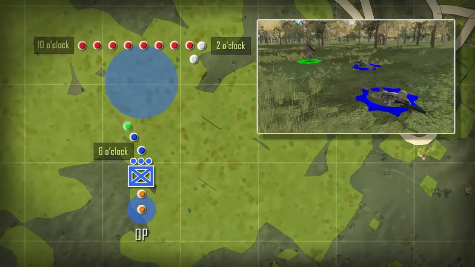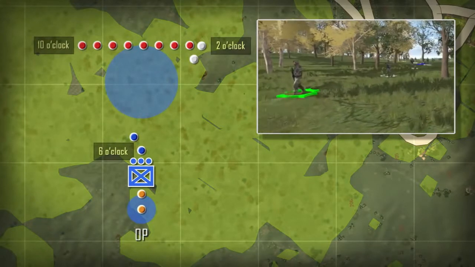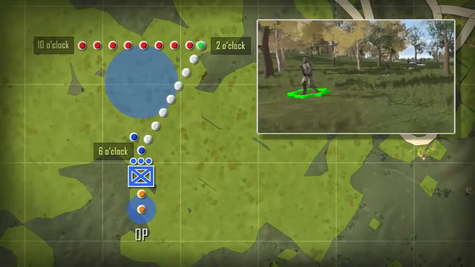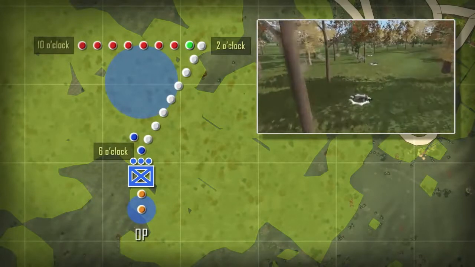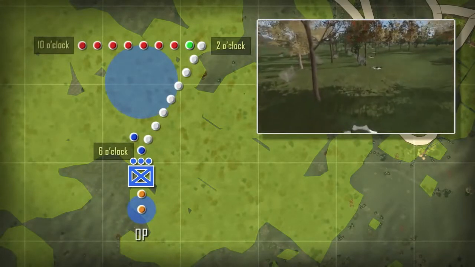The patrol leader returns to the 6 o'clock position for the second element. The patrol leader moves the second element from the 6 o'clock position to the 2 o'clock position and places each member in a straight line between the two security teams.